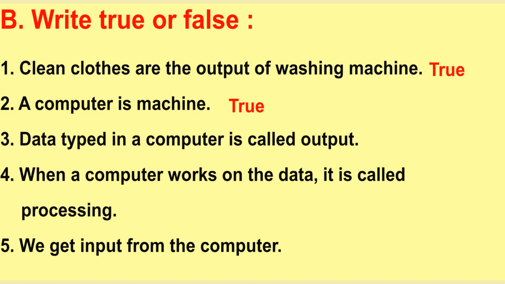Third statement is, data typed in a computer is called output. Oops, it is false. The right statement here is, data typed in a computer is called input. Fourth statement is, when a computer works on the data, it is called processing. And yes, this is true. Fifth statement is, we get input from the computer. Oops, this is false. And the right statement here is, we get input from the keyboard.